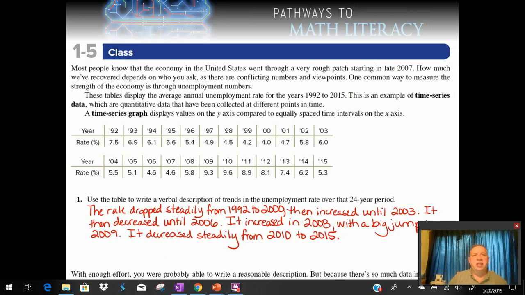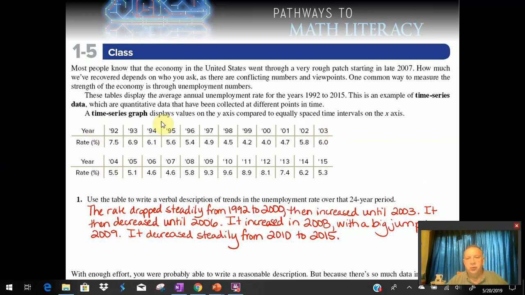So let's look at some things from class. Most people know that the economy in the United States went through a very rough patch starting in late 2007. How much we've recovered depends on who you ask, as there are conflicting numbers and viewpoints. One common way to measure the strength of the economy is through unemployment numbers. So these tables below display the average annual unemployment rate for the years 1992 to 2015, and this has continued.